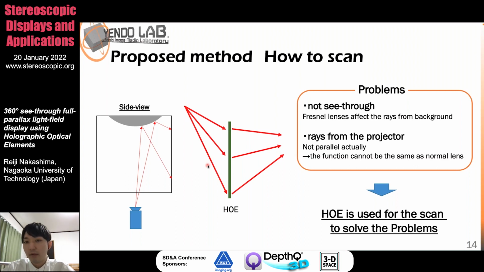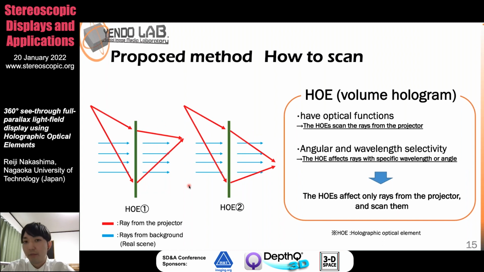To solve the problems, HOEs are used for the scan instead of the lenses. Holographic optical element, or HOE, is an optical element that is made using the method to make hologram. Holographic optical elements have optical function by the diffraction. And if it is volume hologram, HOEs have angular and wavelength selectivity, which means that the HOE affects only rays with specific wavelength or angle.